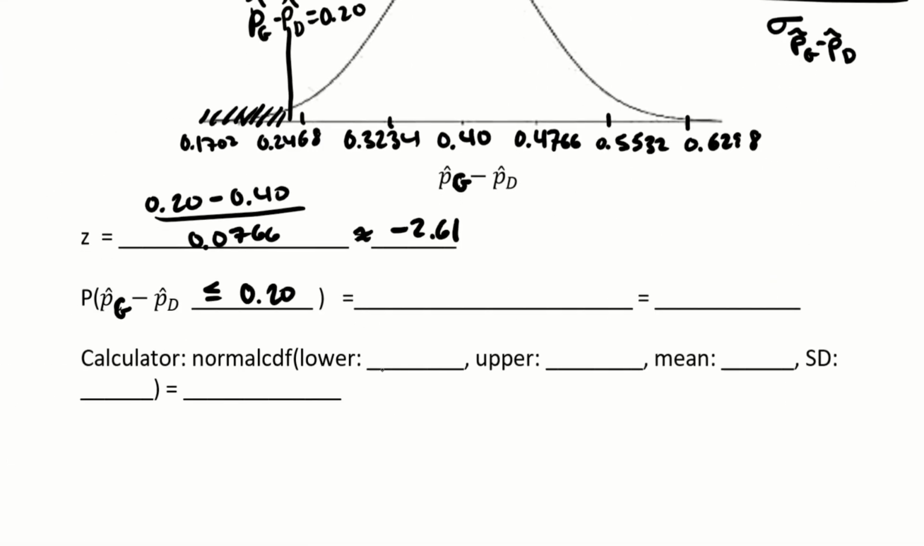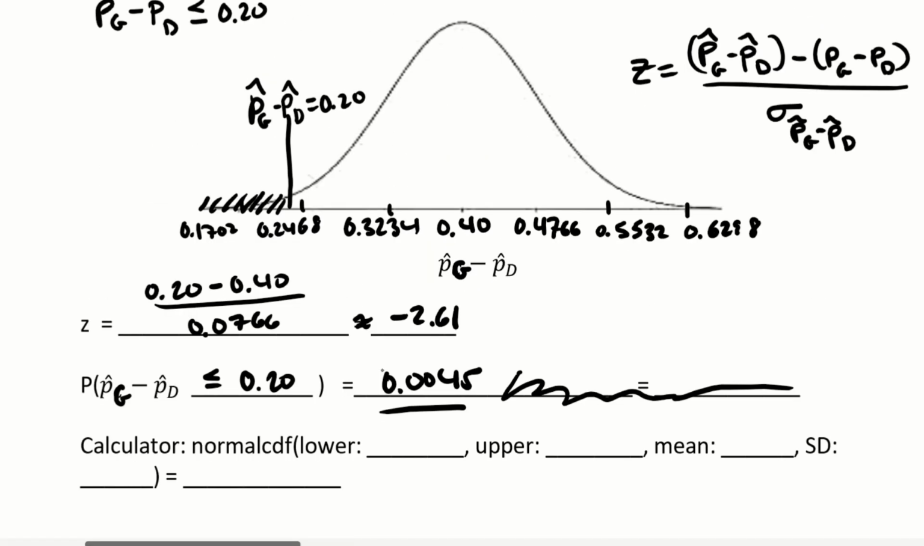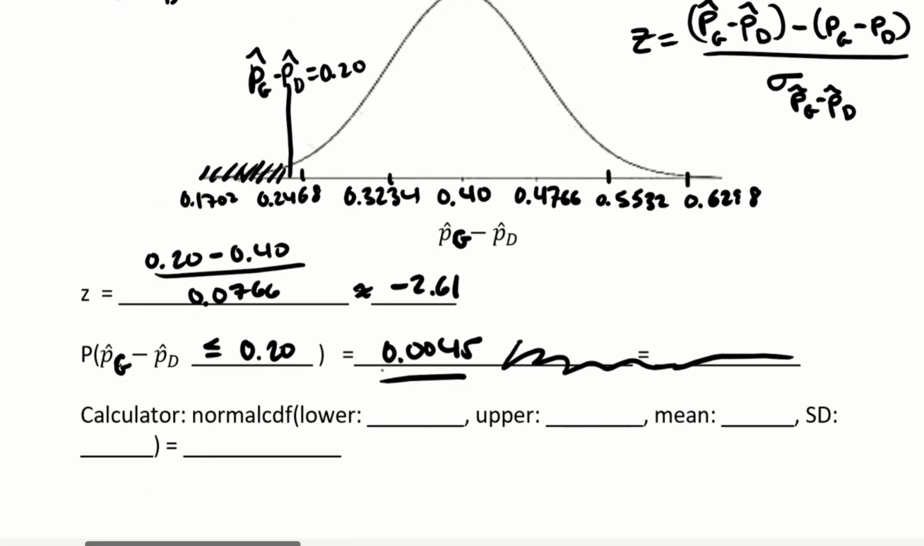Let's do the calculator. If we use the normal CDF function, the lower is negative infinity, so we're going to put negative 1,000, a big negative number, and then upper 0.20. The mean is 0.40. Standard deviation is 0.0766. And so you get about 0.0045.